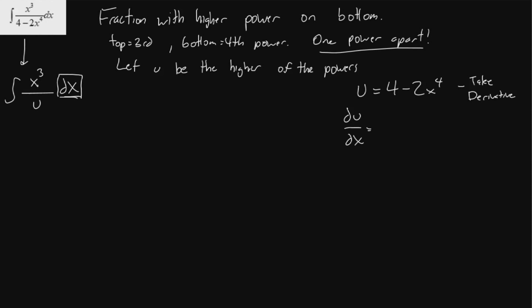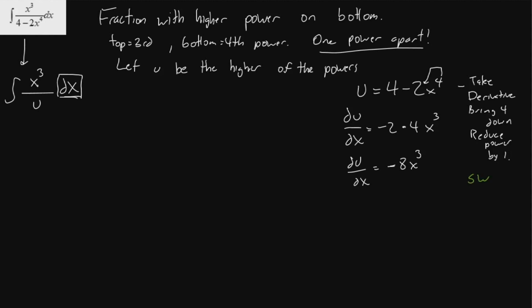Now I have to take the derivative of negative 2x to the 4th. I bring the 4 down, and I will also reduce the power by 1. So I will have negative 2 times the 4 that I brought down, and then my x will no longer be 4th power, it'll be 3rd power. Therefore du dx will be negative 2 multiply 4 gives negative 8 x to the 3rd power.